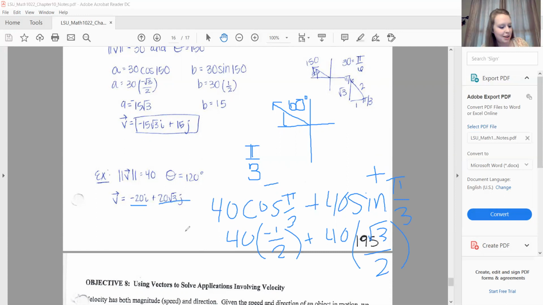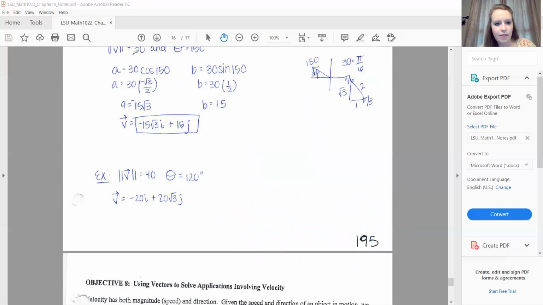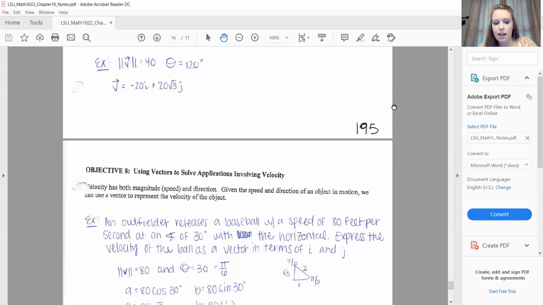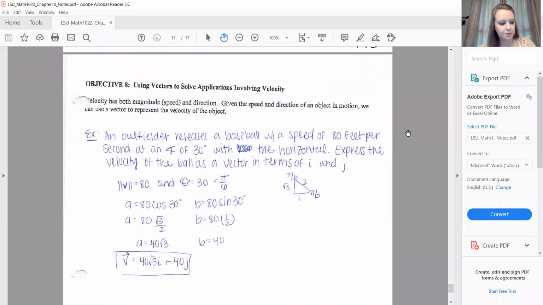Sorry, that's so messy, but like I said, these notes were meant for me, so it was just if y'all needed another example in class, I'll write another example down. Okay, and last one, objective 8, you just have one of these. Okay, is a word problem.